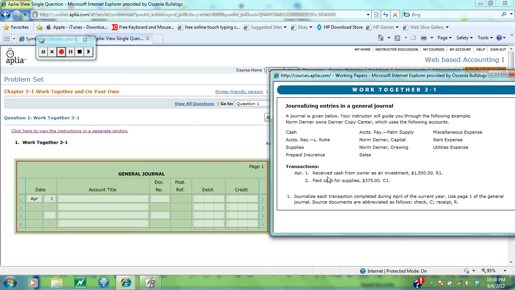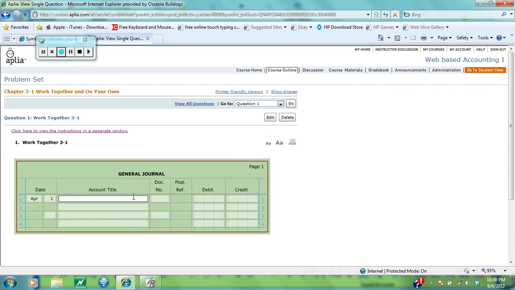The transaction says received cash from owner as an investment. You have two account titles. We have cash and we have owner. Who's the owner? Well, right here, our capital account. Which one is debit? Did cash increase? It's an asset account, and it increases with a debit. So cash must go first.